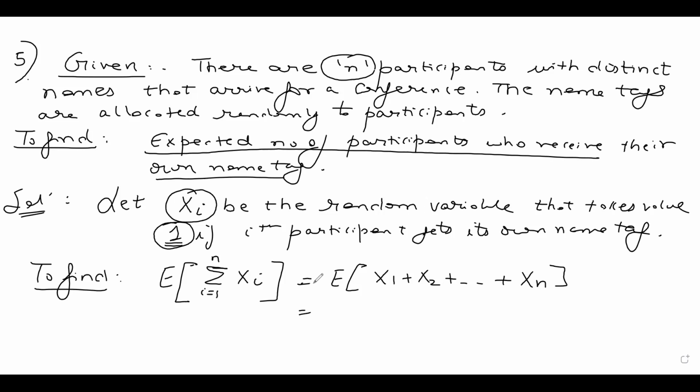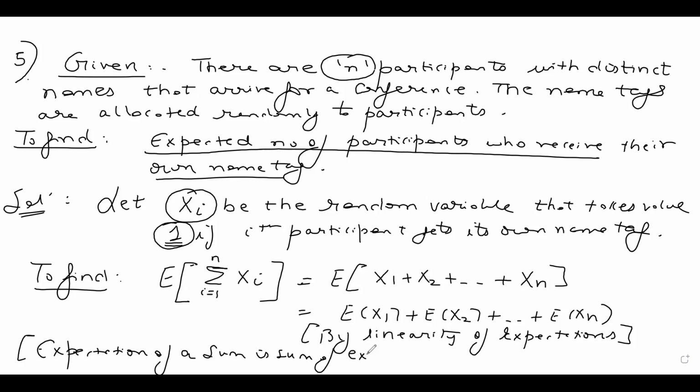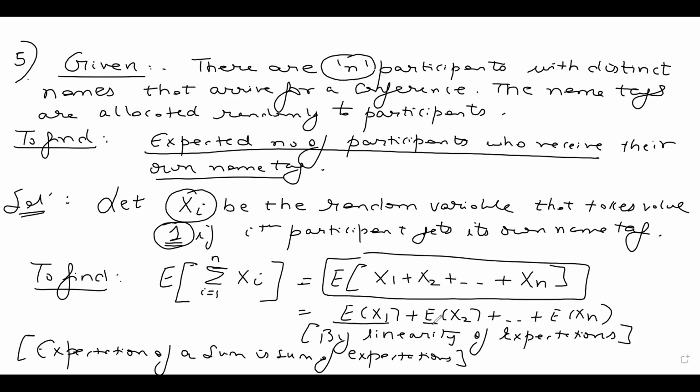Now x1 plus x2 plus xn, these are all linear in xi, so I can write the expected value of x1 plus the expected value of x2 plus dot dot dot the expected value of xn. I can write it like this by the linearity of expectations. Also, guys, all of us have done this in our statistical methods for economics course, that expectation of a sum is the sum of expectations. So remember this: expectation of a sum is the sum of expectations. So I can write the expected value of x1 plus x2 plus xn is the expected value of x1 plus the expected value of x2 plus dot dot dot the expected value of xn.